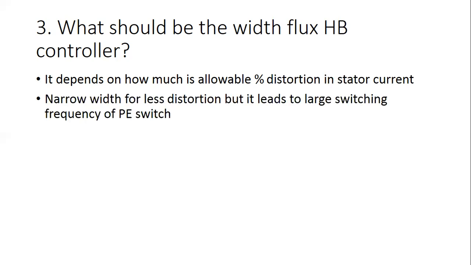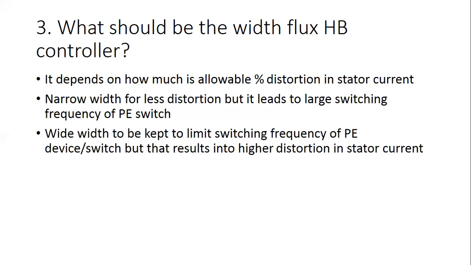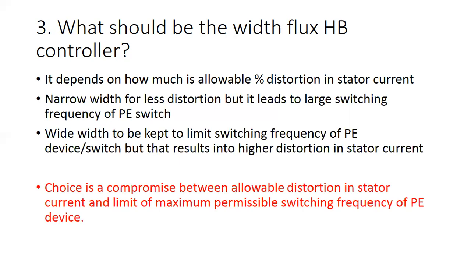So narrow width gives less distortion, but then once again the switching has to be very frequent. So switching frequency will be very high. It may happen that our power electronic device, generally an IGBT, may not support it. So in that case, it's not possible. And if we keep a wide width, then we will have distortion in the stator current. We'll see it in simulation also. The choice is a compromise between allowable distortion in stator current and the limit of maximum permissible switching frequency of the power electronics device.